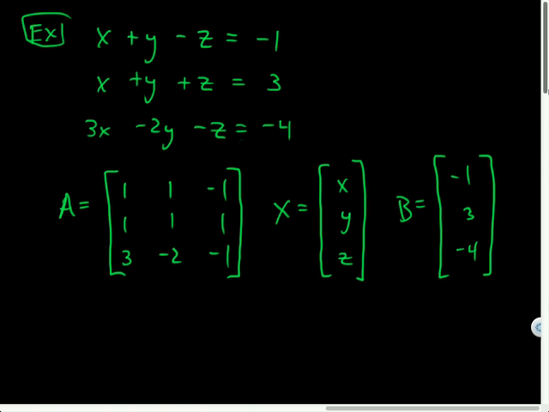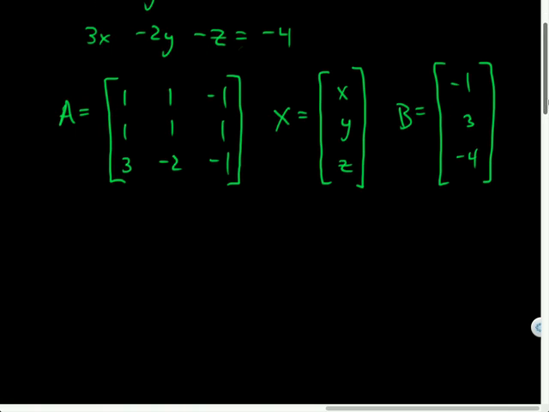So according to our little matrix algebra we calculated earlier, what do I want to figure out? I want x to equal what? A inverse times B, right? So that's what I want to find out. X equals A inverse times B.